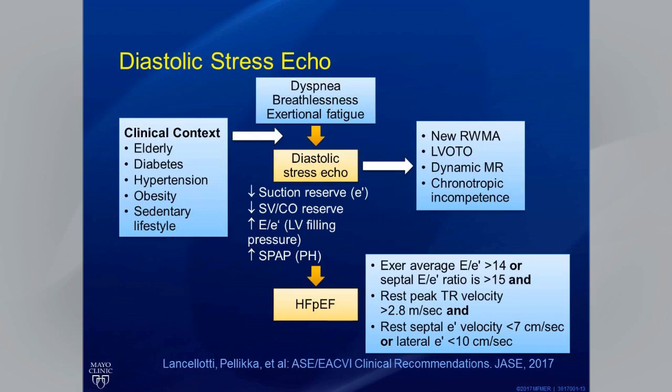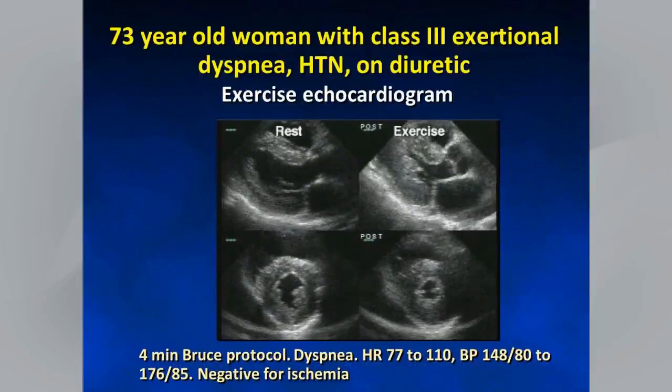The diastolic function guidelines recommend that a rest peak tricuspid regurgitation velocity more than 2.8 meters per second and a rest septal E prime velocity less than 7 centimeters per second are abnormal. However, let's see how we might apply this with exercise.